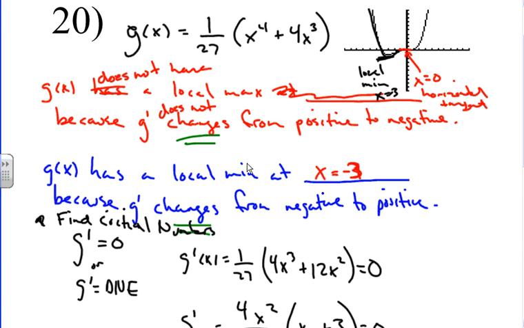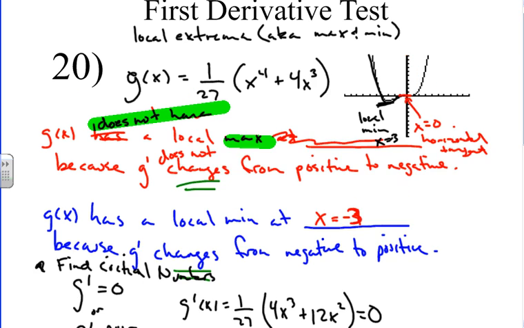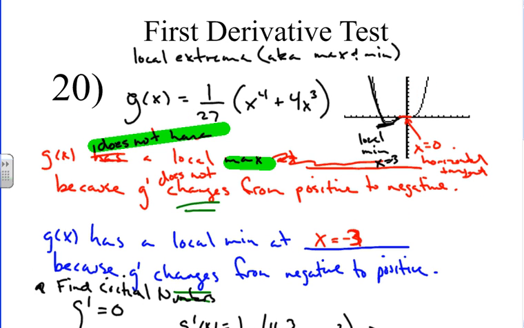So we affirmed, according to our graph and through our analysis, that yes, g of x has a local min at x equals -3 because g prime changed from negative to positive. But it does not have a local max because g prime does not change from positive to negative anywhere on that interval. Well, that is using the first derivative test. Once again, it helps us find local extrema.